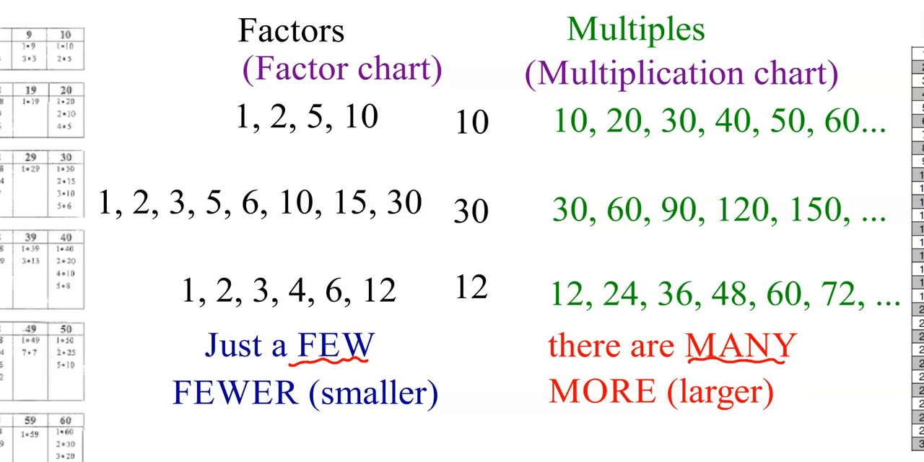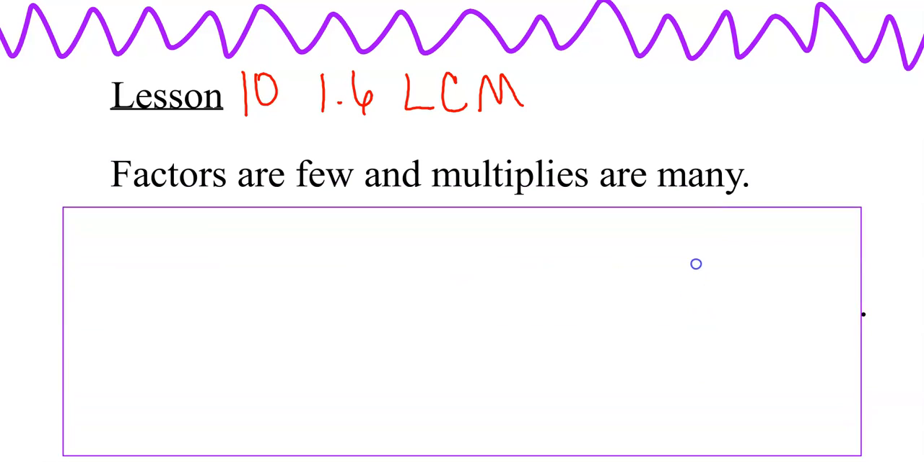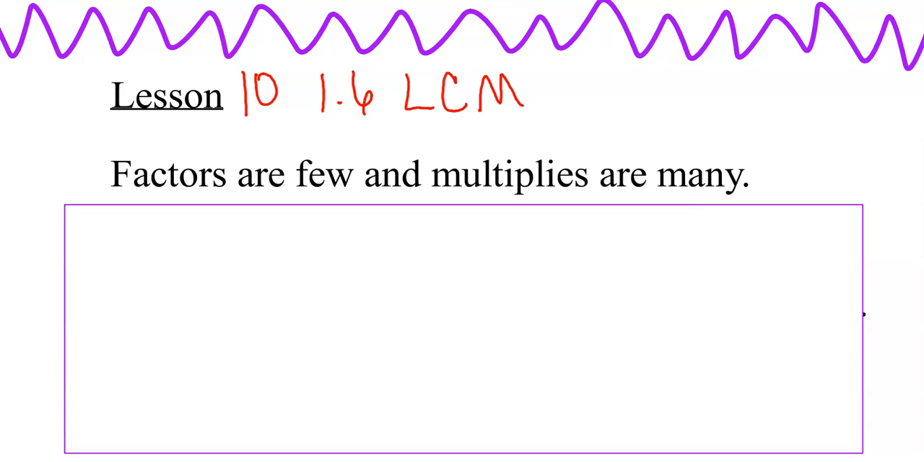Okay, next. Now, draw a little squiggly line underneath your warm-up. This is what you're going to write for your lesson today. This is lesson 10, and it is 1.6, and we are learning about, I'm just going to abbreviate it for right now, least common multiple, abbreviated as LCM. Okay, so notice I want you to write down factors are few and multiples are many. Write that down. You definitely want to remember that. I hope it helps you as much as it helps me.